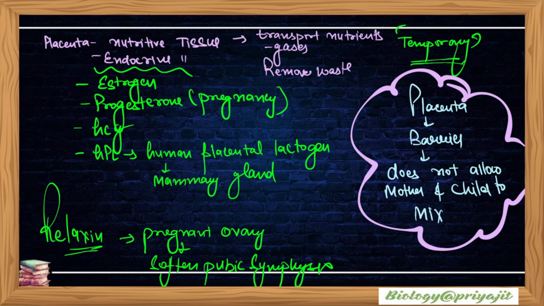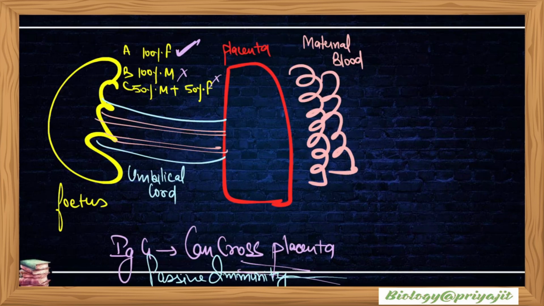They are named endocrine tissue because they secrete estrogen, progesterone, the HCG hormone, and HPL, human placental lactogen, for the development of the mammary gland. Relaxin is another hormone which acts on the pregnant ovary and softens the pubic symphysis. The placenta is a barrier; it does not allow the mother and child to meet.